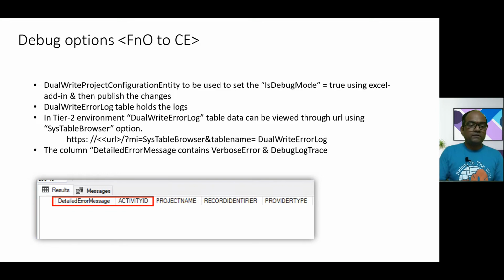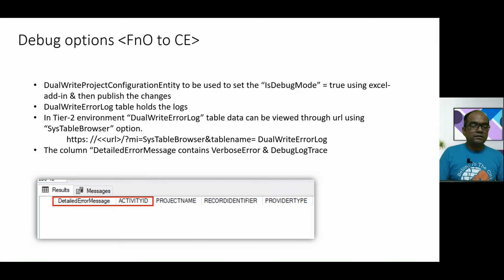There is an entity called the dual write project configuration entity, used to set the debug mode flag to true. By default it is false, so you need to enable that flag using the Excel add-in, and then publish the changes. As soon as you publish, behind the scenes it sets the parameter of that particular field to true. Dual write error log is another table which holds all the log information when you enable the debug mode option, and then you can fire a query and see the error message in more detail.